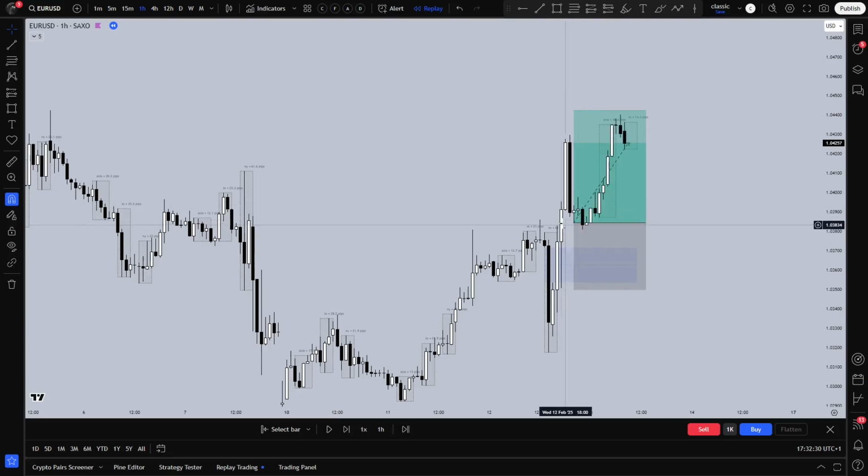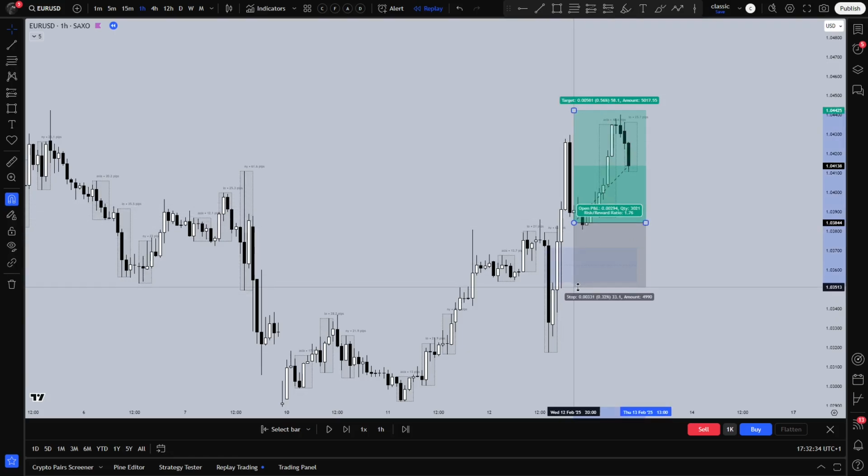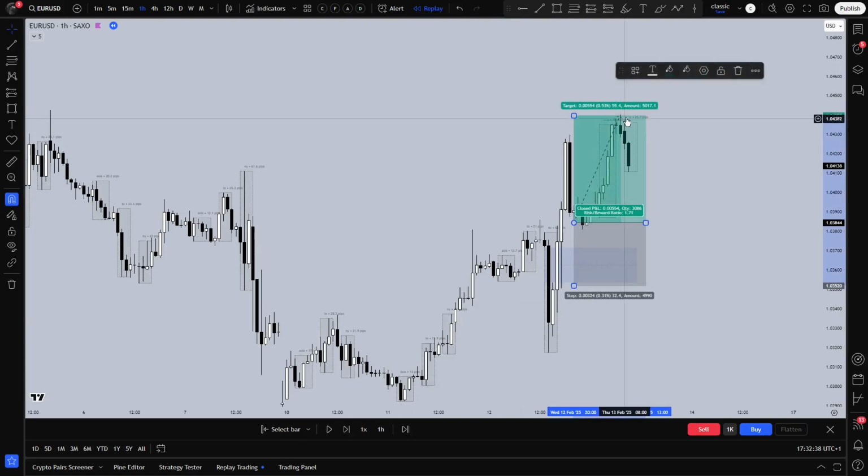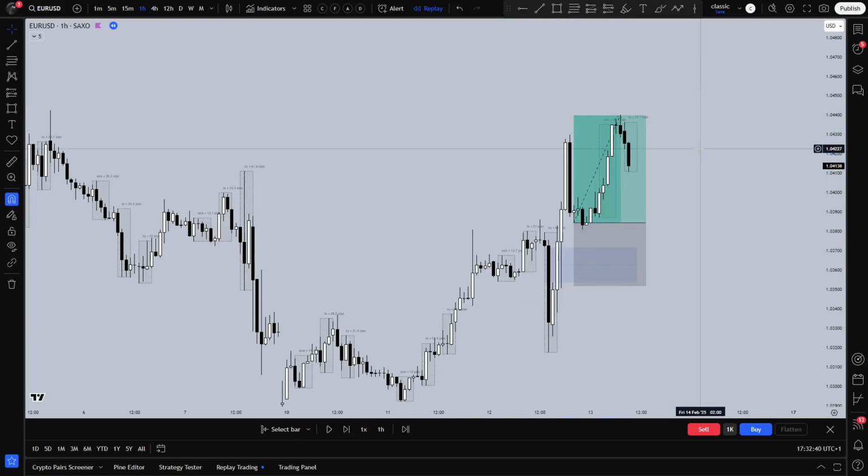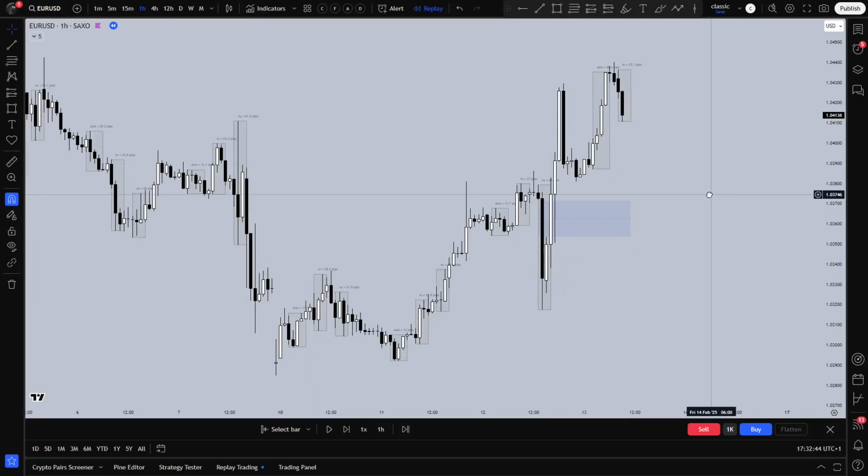So that's where I took my first trade below that low. Invalidation was right around here. And then I was exiting my longs at the highs here. And then again, for New York session, I was waiting for price to give me another opportunity to go long.